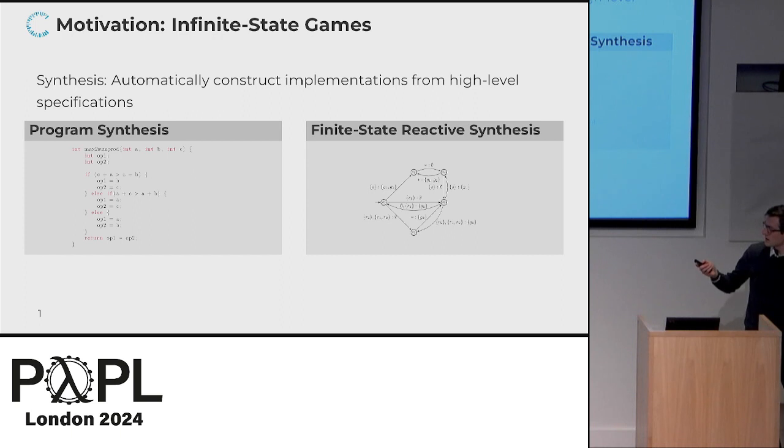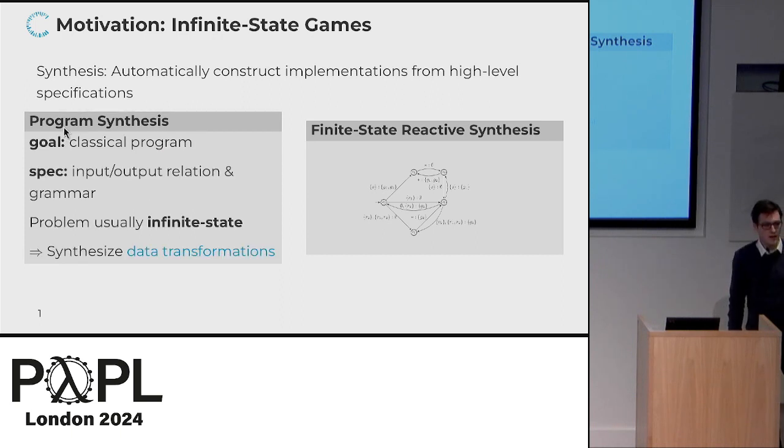One is program synthesis. In program synthesis, what we want to get is some kind of classical program, classical in the way that it gets some inputs and produces some outputs. Usually the specification is therefore some relation between the inputs and the outputs, and usually you also have a grammar that defines what a well-formed program is. And since you usually have integers and such, these programs are usually of infinite state. And since they transform inputs to outputs, they represent some kind of data transformation.